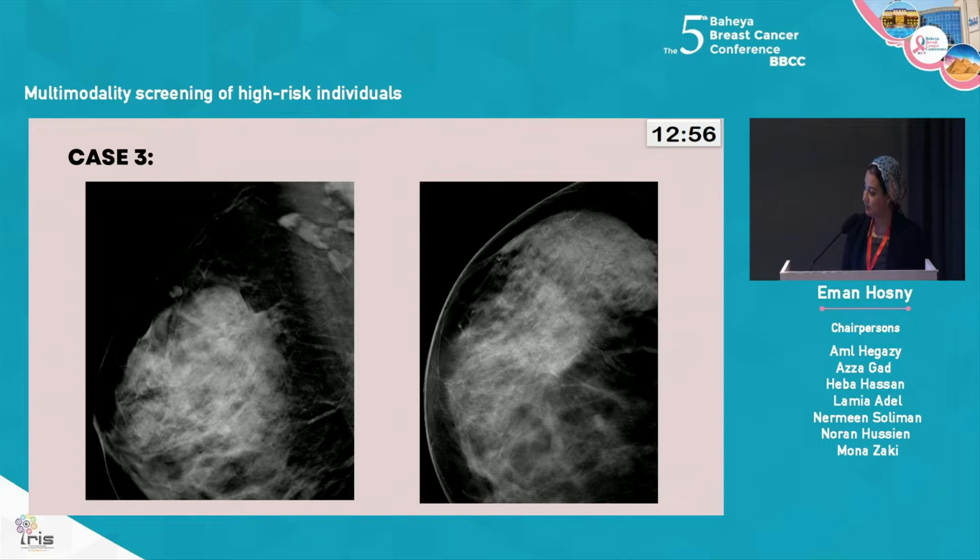As you can see in the MLO view, in the posterior aspect or the upper part, there was a spiculated mass and it's deeply seated. It's not the distortion in front, but the mass in the posterior aspect. So it was a missed cancer because of the dense breast, so we have to do a proper evaluation for patients with dense breasts regardless of the family history.